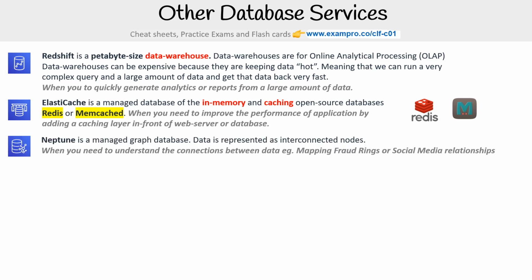Then you have Neptune. This is a managed graph database. The data is represented as interconnected nodes. I believe that it uses Gremlin as the way to interface with it, which is no surprise because that's what it looks like most cloud service providers are using. So when you need to understand the connections between data, so mapping fraud rings or social media relationships, very relational database heavy information, you're going to want to use Neptune.